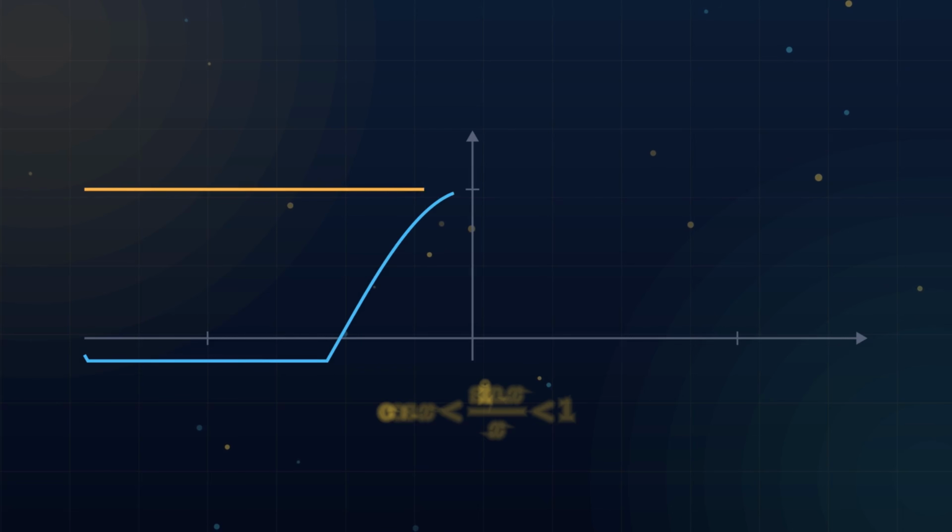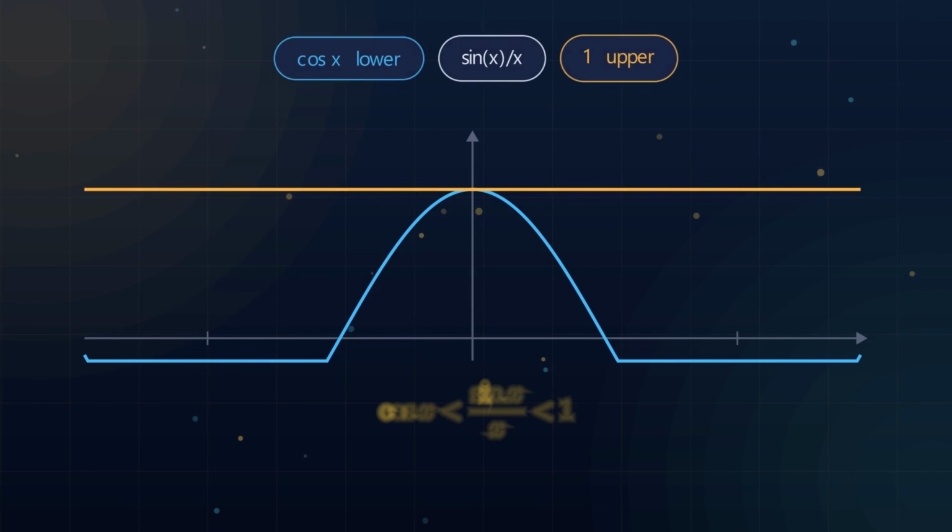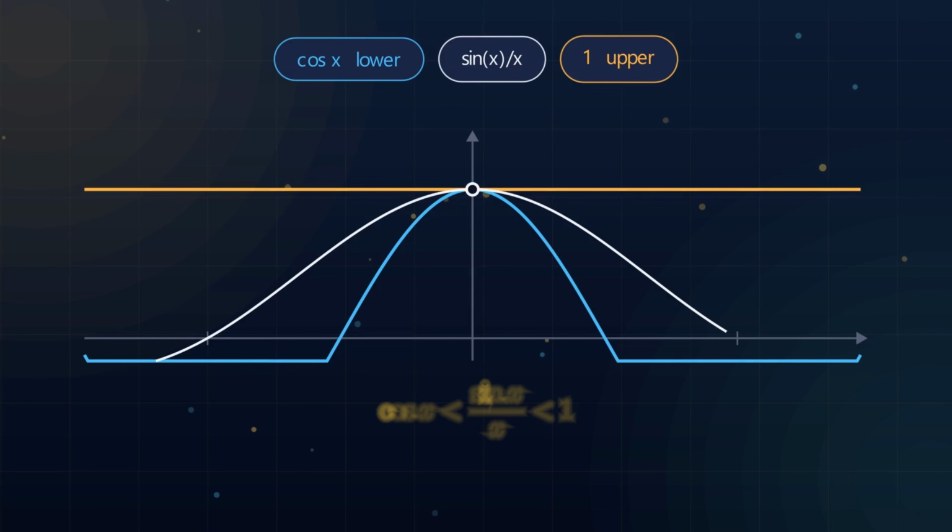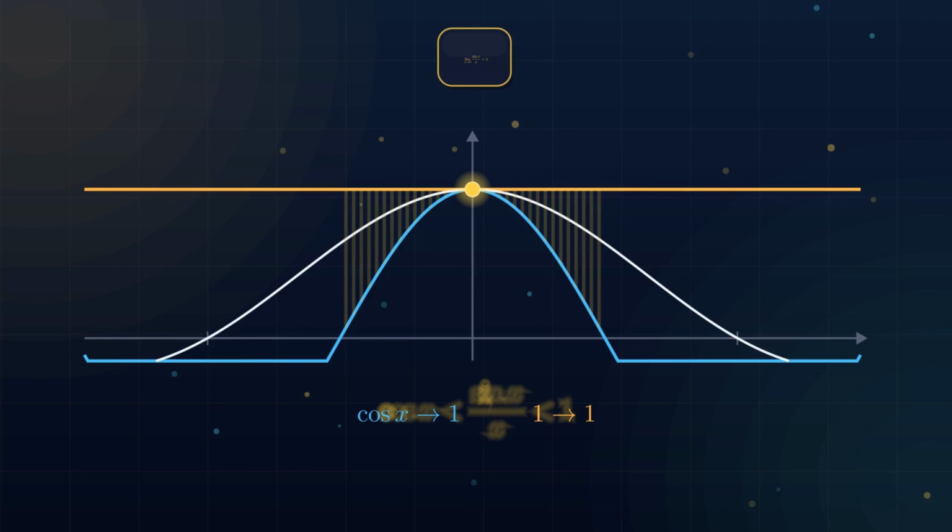And there is our sandwich. Cosine x on the bottom, 1 on the top, and sine x over x trapped in between. As x goes to 0, cosine x goes to 1. And 1, obviously, goes to 1. Both sides arrive at the same number, so the limit of sine x over x is 1.